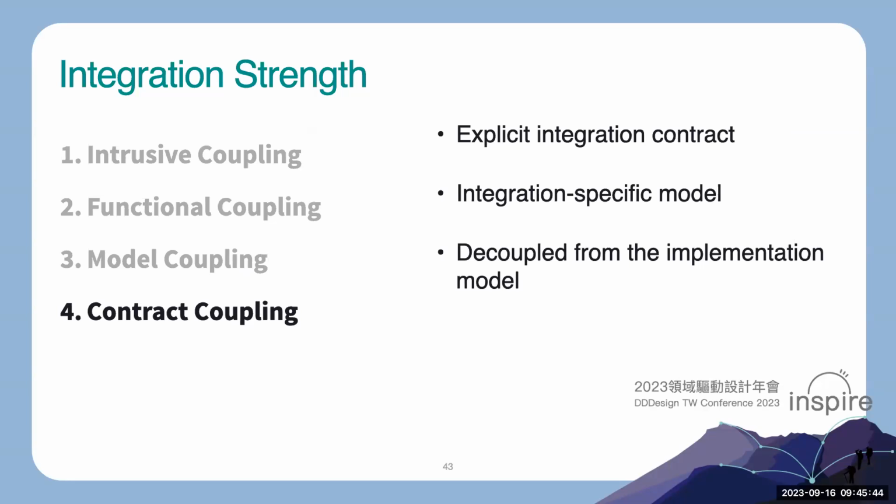Here, the components are integrated through an explicit integration-specific model that is decoupled from their implementation model. Going back to the previous example, instead of exposing my customer entity across my API, I could introduce something as simple as a DTO, a data transfer object, that is being exposed across my boundary. Then, well, if I want to rename a field, no big drama about it. I rename a field, I just make sure that the translation to the DTO is adapted, that's it.